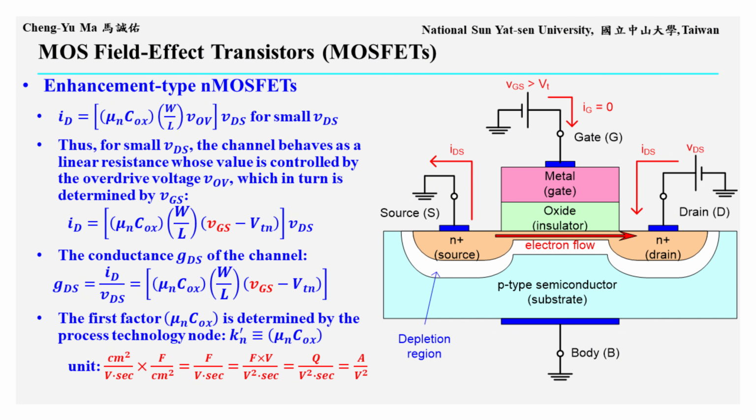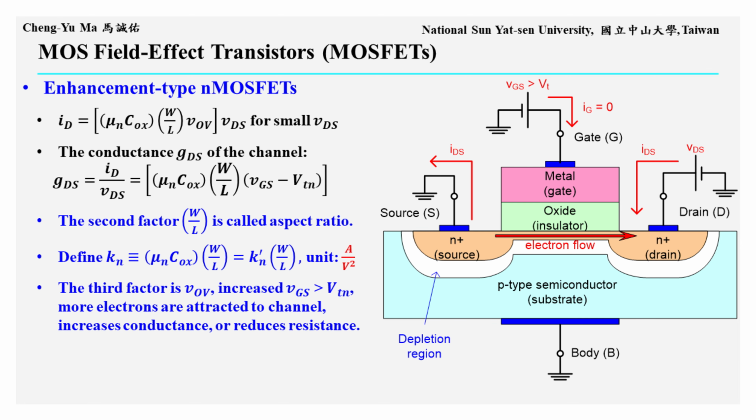For small V_DS, the drain current equation is I_D equals μn C_ox W over L times V_OV times V_DS. This shows that I_D is linearly proportional to V_DS, so the channel behaves like a resistor. The channel conductance is G_DS equals I_D over V_DS, which equals μn C_ox times W over L times the quantity V_GS minus V_TN. The first factor, μn C_ox, is determined by the process technology and is defined as Kn prime. Its unit can be converted to amps per volt squared.